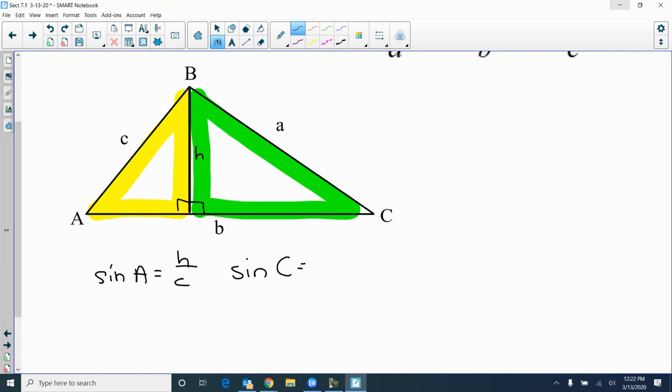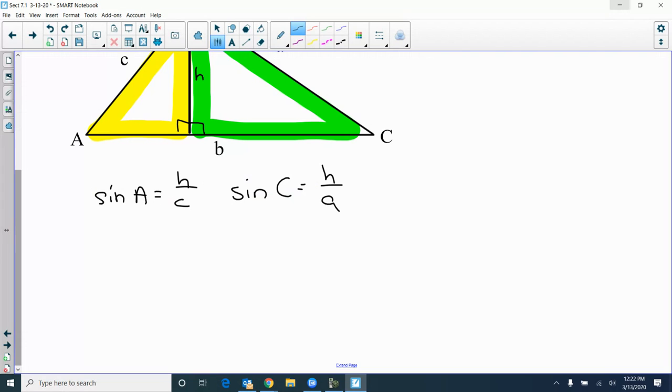What's the sine of angle C going to equal? H over A. Okay, opposite over hypotenuse, the hypotenuse of the green triangle, H over A. All right, get H by itself for both of them, which means on the left-hand side I'm going to multiply both of them by C. So you get C times the sine of A equals H, and then I get A times the sine of C equals H.